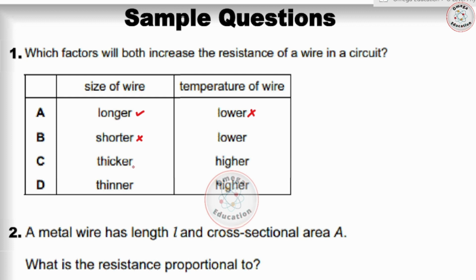Thicker wire, the resistance decreases, because you can think about it like a broad or wide road, and you can travel easily without much opposition. For a thinner wire, the narrow road, the resistance would increase, and for the high temperature, the resistance would increase. So D is the right answer for this one.